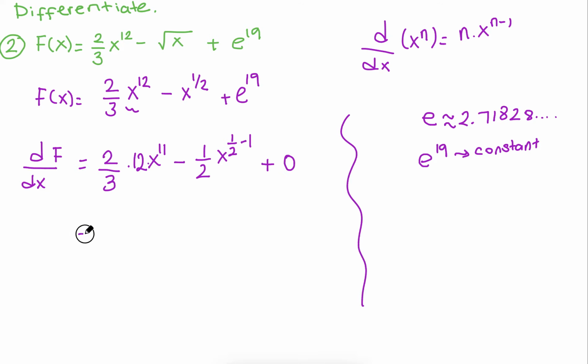Okay, so let's go ahead and simplify our expression. 2 over 3 times 12 is the same thing as 2 times 4, which is 8, times x to the 11 minus 1 over 2 x to the power negative half. If you like, you can leave your answer like this, or you can write it in positive power as negative 1 over 2 times square root of x. Either answer is correct.